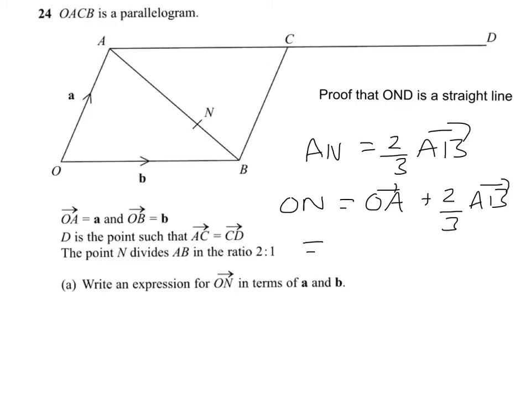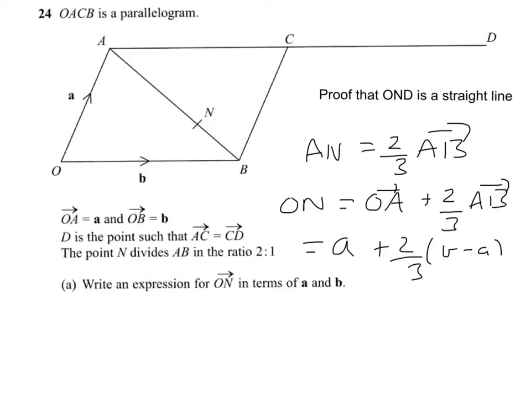So OA is easy enough, that's a. AN, well, if we look at AN, we have to do minus a plus b. So AB then is minus a plus b. So therefore AN is going to be 2/3 AB. So we can write in then that ON equals a plus 2/3, and it is b minus a. That's going against the a, that's the minus, and then plus the b.